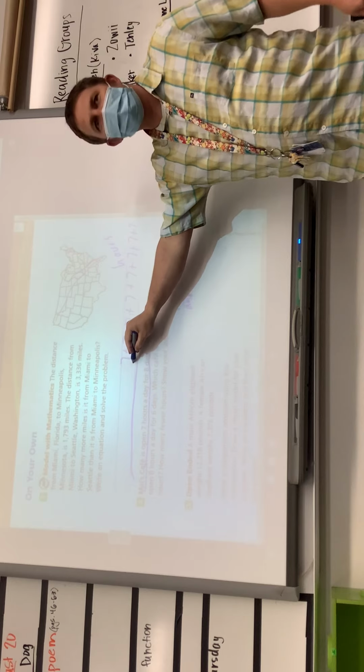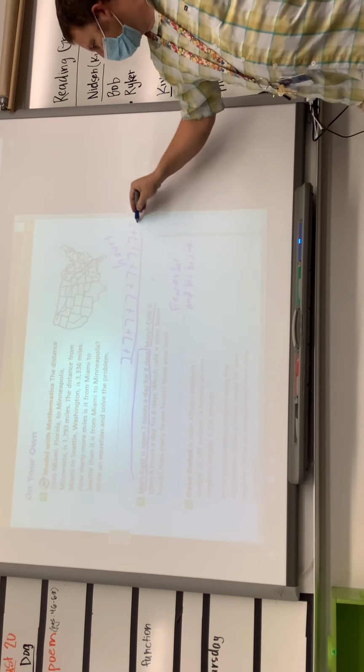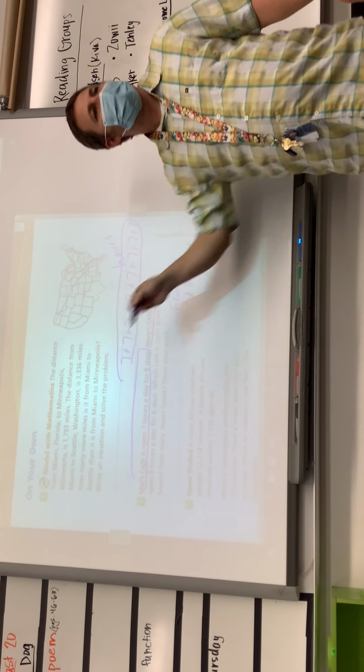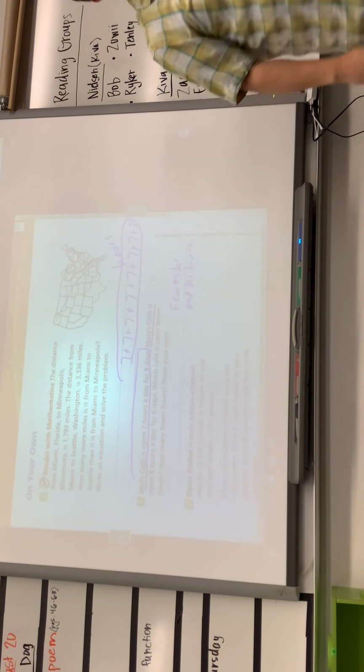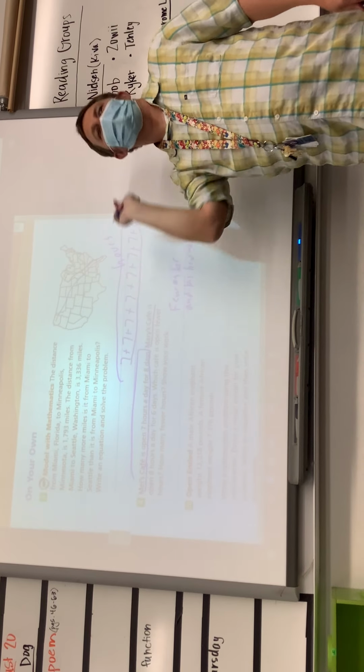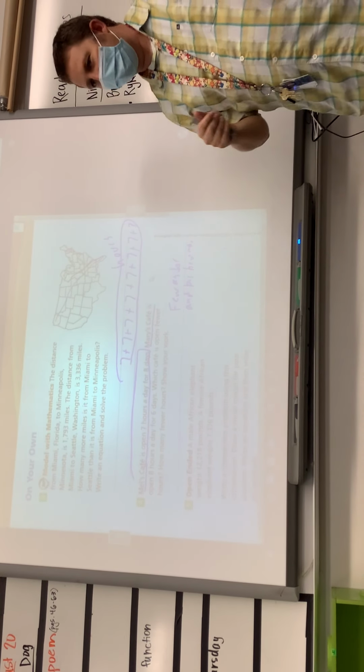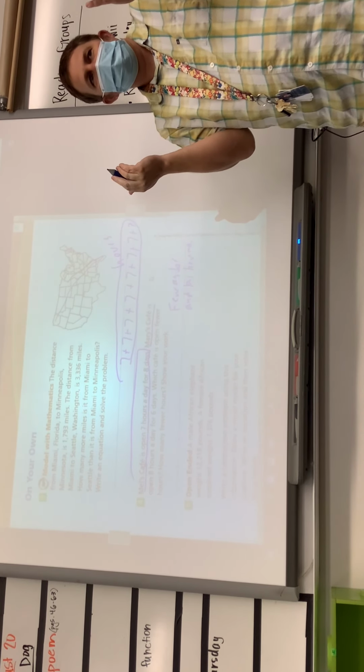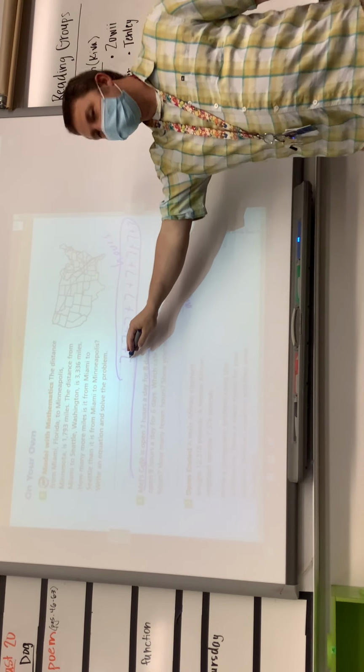And this is called repeated addition. Have you guys ever heard the word repeated addition? Yes. Yeah, we're adding the same number over and over. That's why you can multiply. So, is multiplying correct? Is there another way to do it?